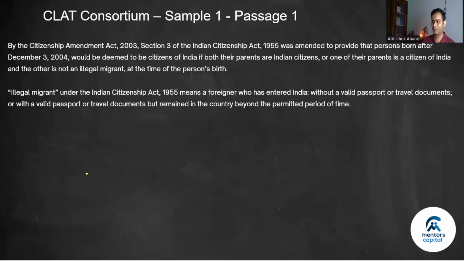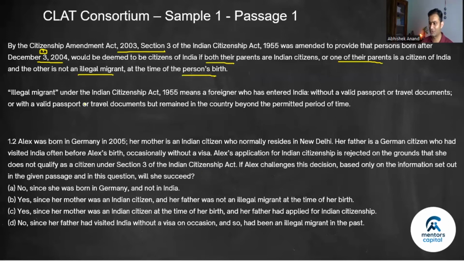Because, okay, what does paragraph 6 say? Section 3. It was as per Section 3, right? Amended to provide that a person born after December 3, 2004, so the person should be born after December 3. This is number 1. Would be deemed to be a citizen of India if both the parents, or one of the parents, and in that case, the other parent should not be an illegal migrant at the time of the person's birth, right? So if I look at the option choice, Alex satisfies the first condition, which is she was born after December 3, 2004, because she was born in Germany in 2005.